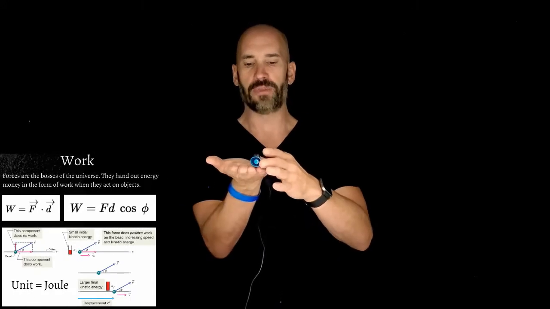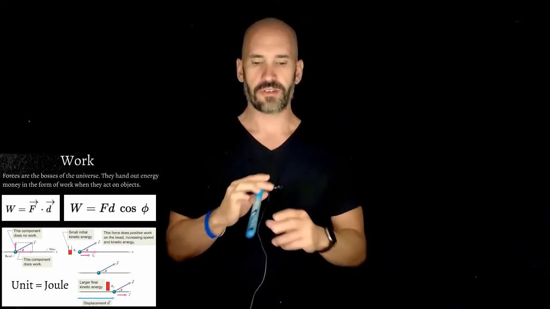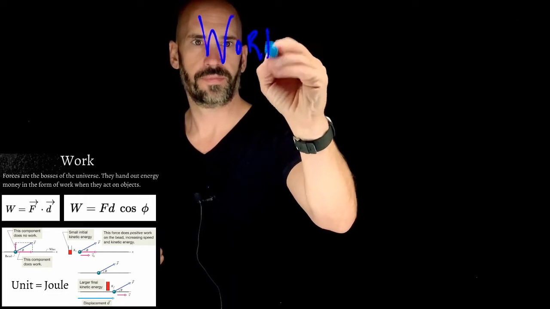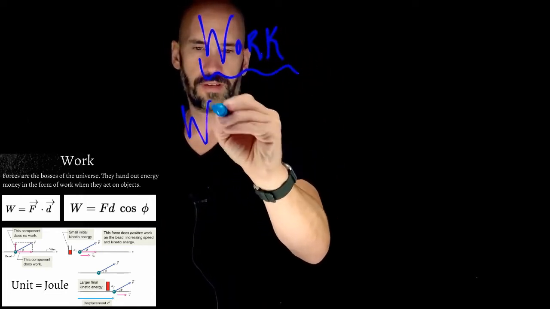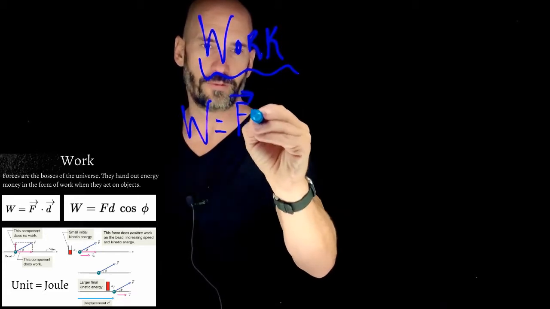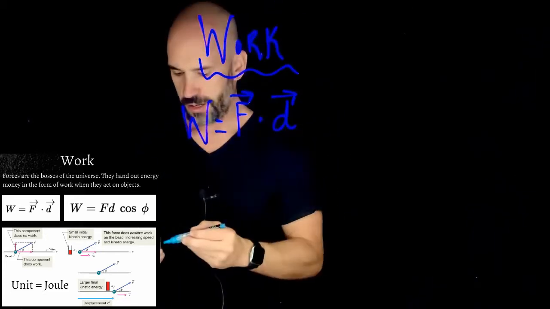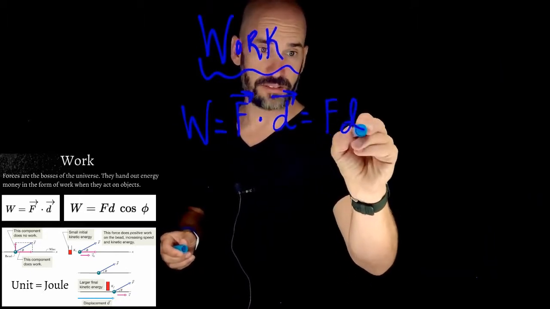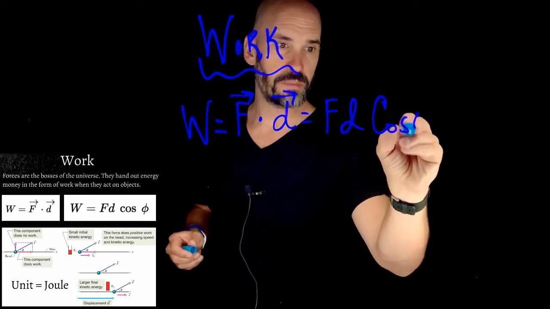Okay, so work happens every time a force is applied to an object and that object covers some distance. So if I apply a force to this object and it moves some distance d, I've done work on it. The physics definition of work is just the dot product between the force and the displacement vector, right? Which you may remember is the magnitude of the force that you apply times the magnitude of the displacement times the cos of the angle between them, right?